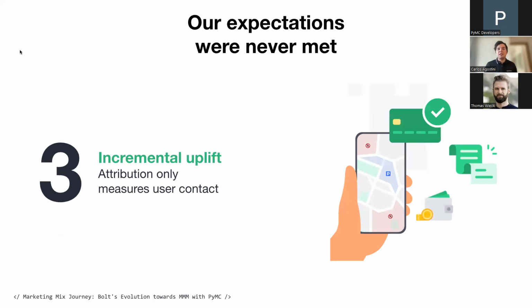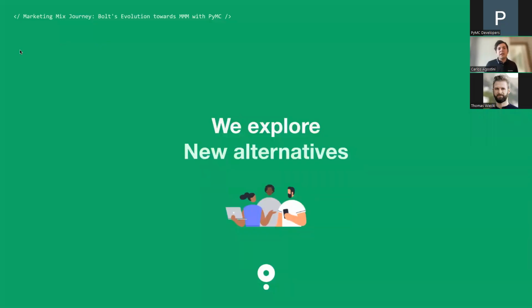But most important is that as we were scaling Bolt, we started to realize that we needed to measure our uplift, our incremental uplift, and not attribution itself. Because attribution, at the end of the day, even if it works, is just measuring user contact. So not the real impact that you are getting on your target or your business. So we moved forward and started to explore new alternatives.